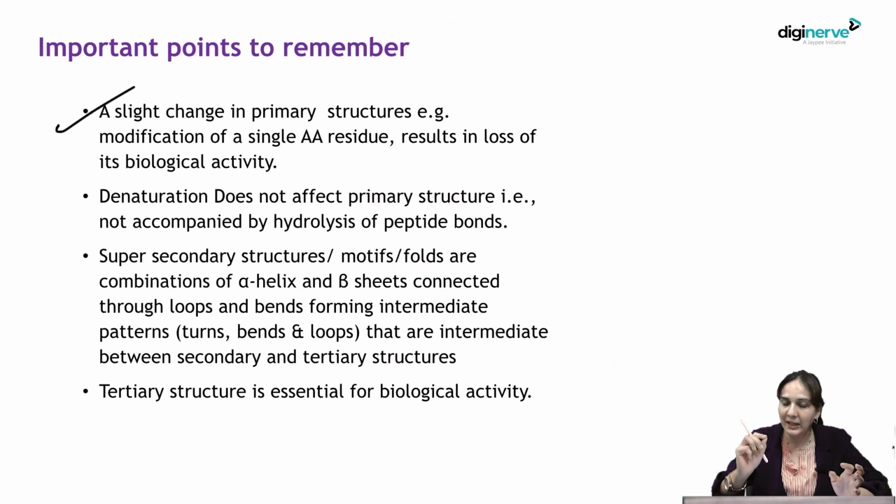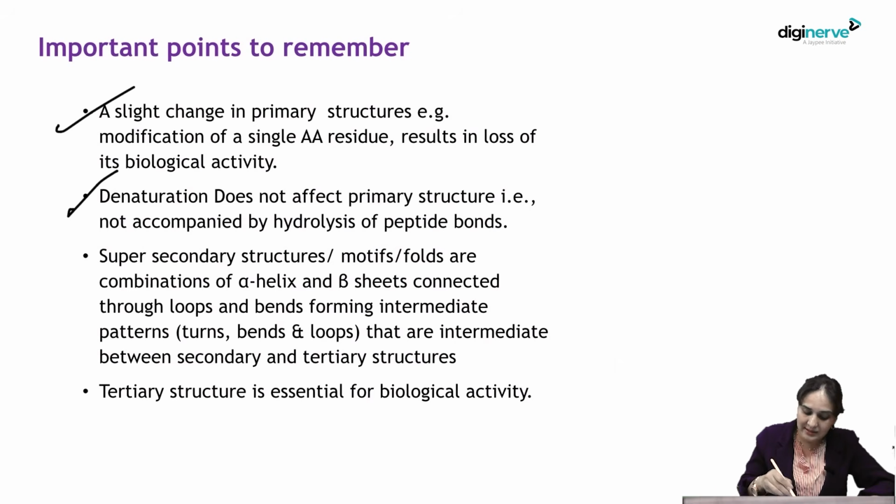Even a change in one amino acid will disrupt the structure of the protein and can lead to loss of biological activity. Then denaturation, which we have discussed, is the unfolding of the protein due to physical or chemical conditions, but it does not affect the primary structure. It affects the secondary, tertiary and quaternary structures, but the peptide bonds are not broken. This is important, you should remember. Then the supersecondary structure, also known as motifs or folds, is a combination of secondary structures.